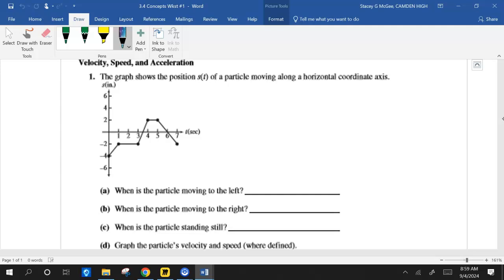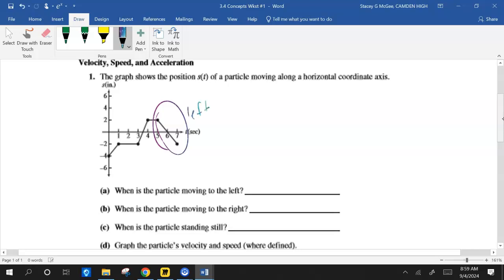So when am I moving to the left? Only one time did she move backwards, and that was at the very end, right here. So from 5, and I can't include 5 because what's happening at 5? Right. 5 to 7. To the right: from 0 to 1, because from 1 to 3 she's resting, right? And then from 3 to 4 she continues moving forward.